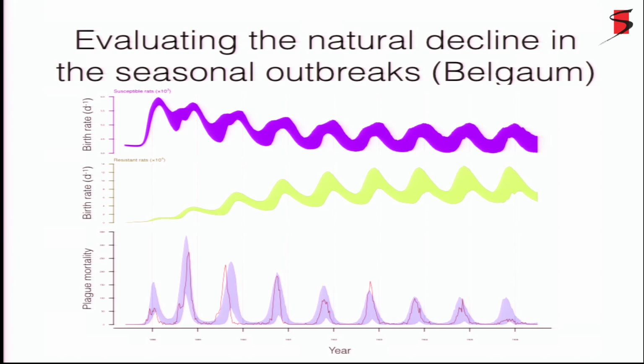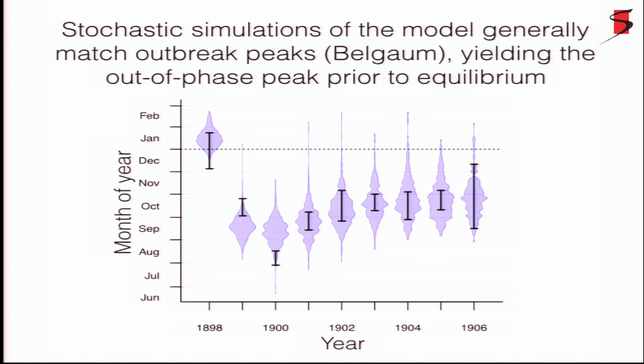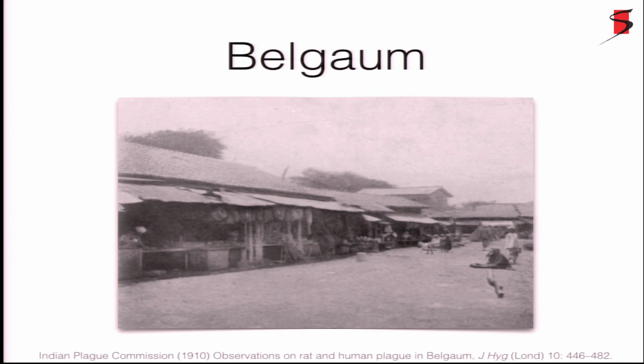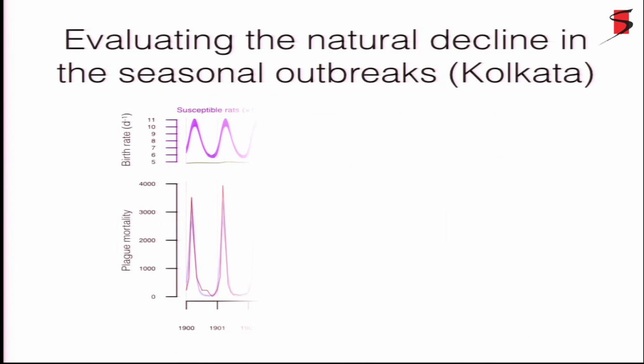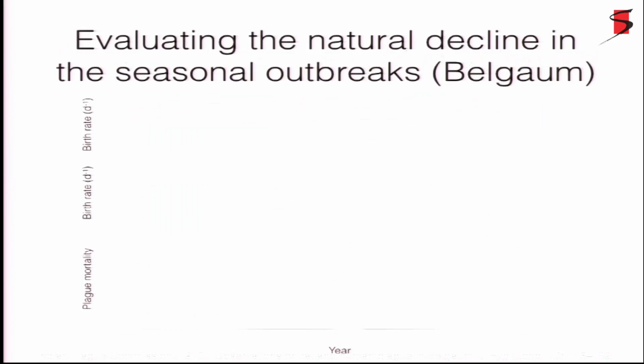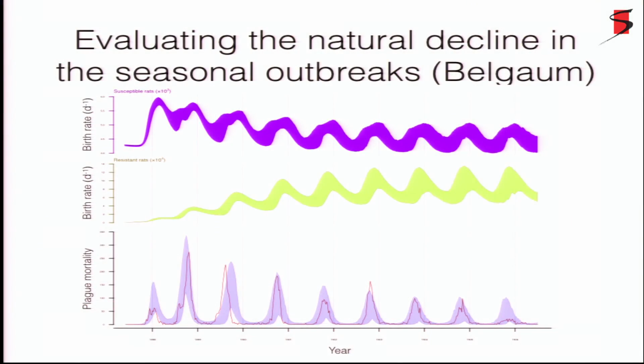But the really cool thing is that the Belgaum epidemic started out of phase, and you can see the very first outbreak had a peak in January. You can sort of see that in the last diagram. Oops, if I can go back to it. That's Kolkata. It's hard to see the phase in these diagrams, but if you look back to the far left here, this is a much shorter duration between the first peak and the second peak.